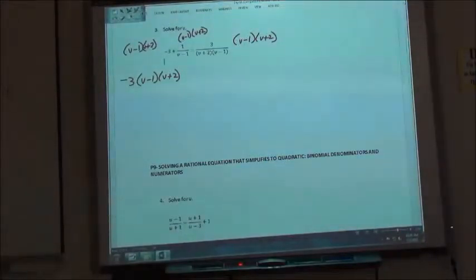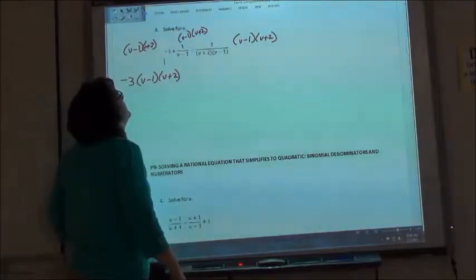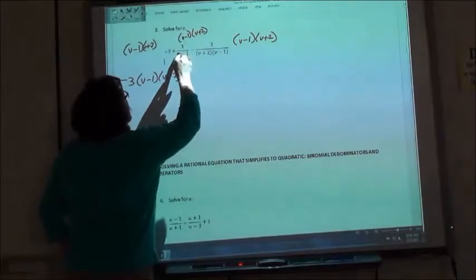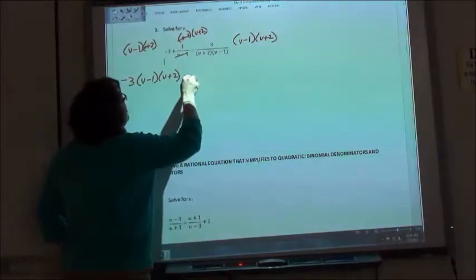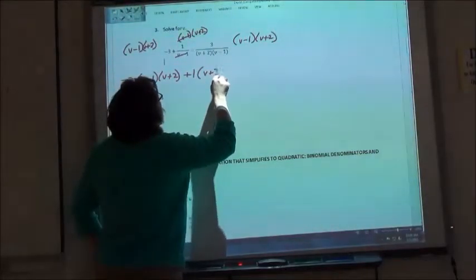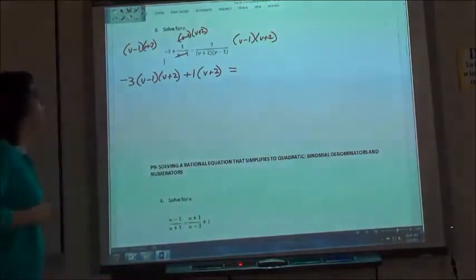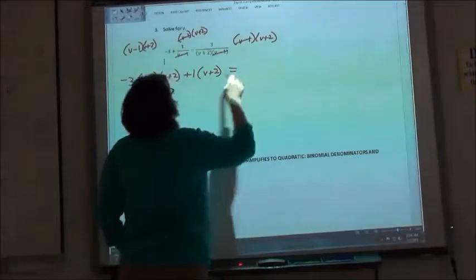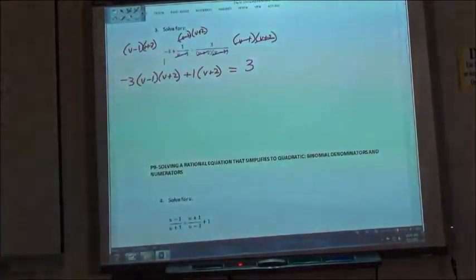On the second one, we're going to do what? The second one, we are going to cancel out v minus 1. So then we're going to have plus 1 times v plus 2, equals, so the v minus 1 is going to cancel out, equals 3. All right, so what are we going to do next?